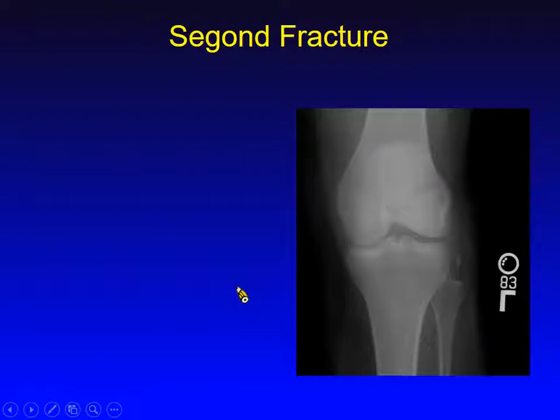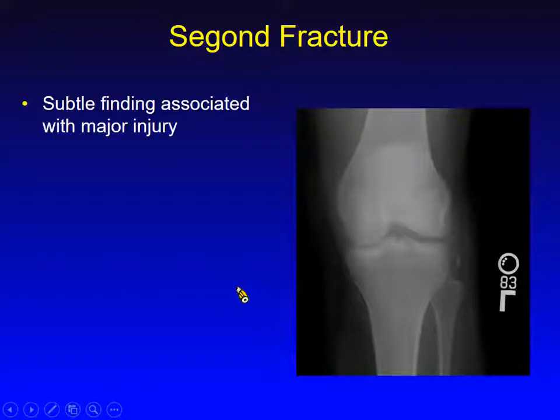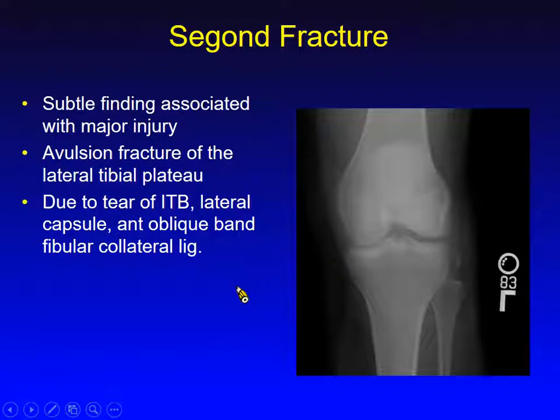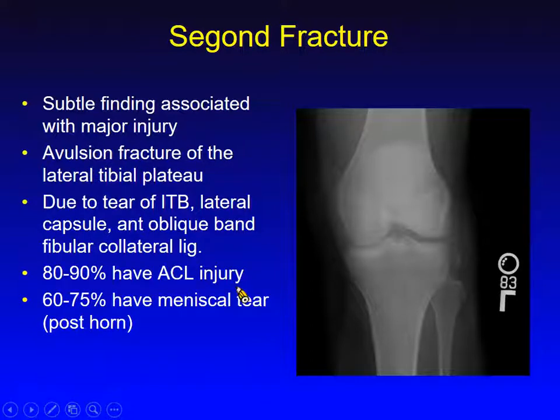Segond fractures. I show this case because sometimes the findings can be very subtle and can be associated with a significant injury. In this case, this is an avulsion of the lateral tibial plateau. It's either due to a tear of the ITB, the lateral capsule, or the oblique band of the fibular collateral ligament. The main issue with this is that 80 to 90% of Segond fractures are associated with an ACL injury, and about 60 to 75% are associated with a meniscal tear. So in this case, if you see this, you want to recommend that MRI.